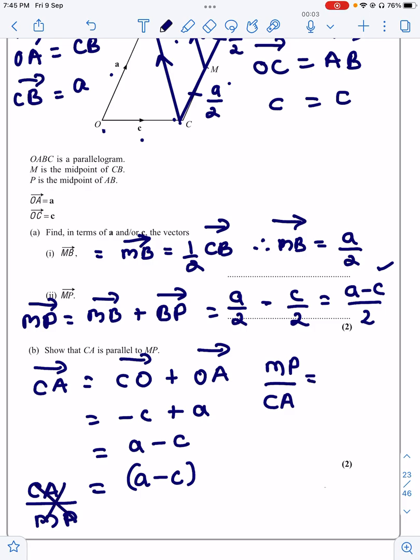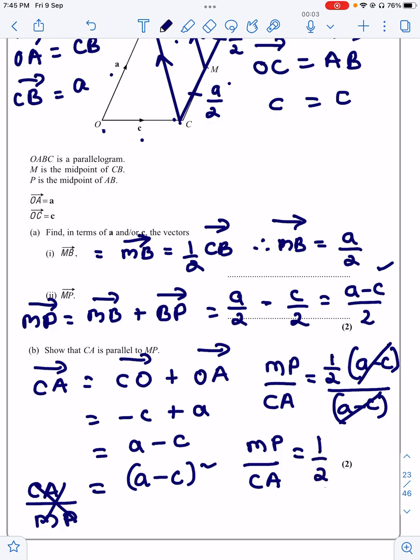MP I got as this, I take it outside, half A minus C, upon CA, which I got as A minus C. A minus C cancels and I get MP upon CA is equal to 1 upon 2, that is equal to 1 is to 2. If the ratio is 1 is to 2, therefore MP is parallel to CA. My dear students, this is how we prove.